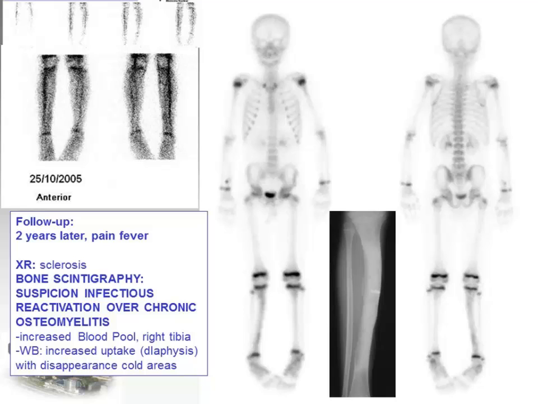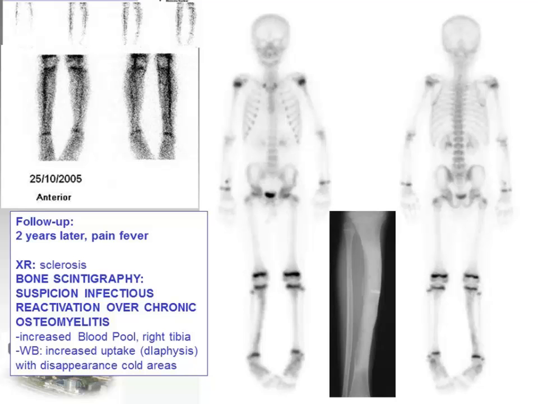Yes? We found the whole shaft of the tibia with the articular uptake like that. We can think about the deformity of the limb. Yes, but the problem is the fever. And then we have to discard a reactivation of the osteomyelitis, a chronic osteomyelitis.